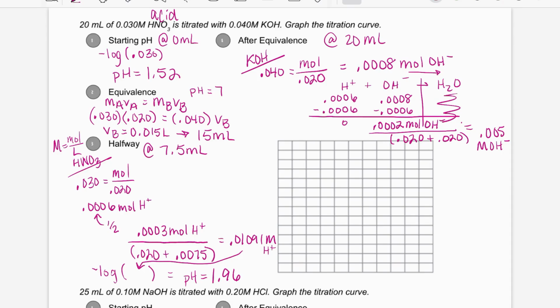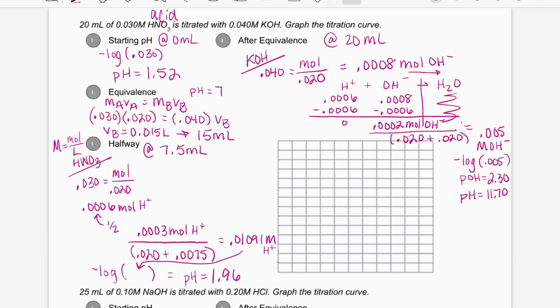So now that I have the concentration of one of the ions, specifically the base ion, I can take the negative log. That's going to tell me my pOH. So the negative log of 0.005 is going to give me a pOH of 2.30. And if I subtract that from 14, my pH is going to be 11.70. So now I have my 4 points that I can then go and graph.